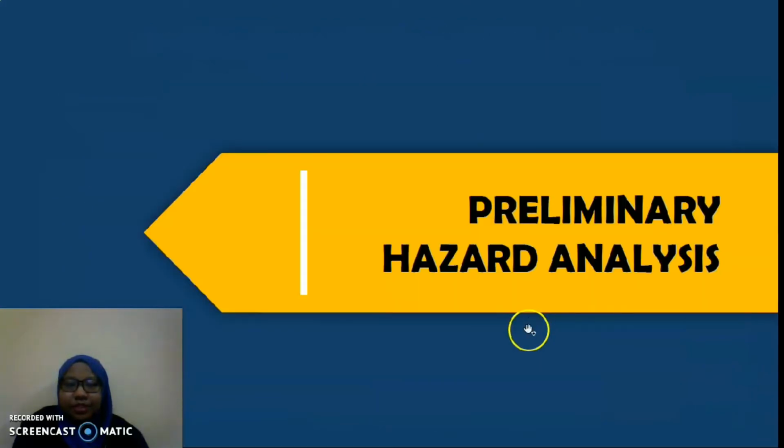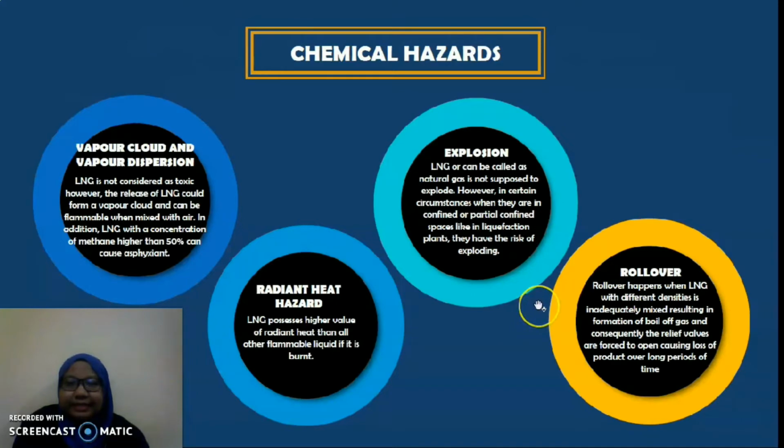Moving on to the preliminary hazard analysis, LNG possesses a few chemical hazards. If it is released, it can form a vapor cloud formation that is flammable when mixed with air, and it also has high radiant heat hazard than other flammable liquids. It has the risk of explosion in confined spaces, especially in liquefaction plants, and also rollover can happen with resulting in the formation of boil-off gas.